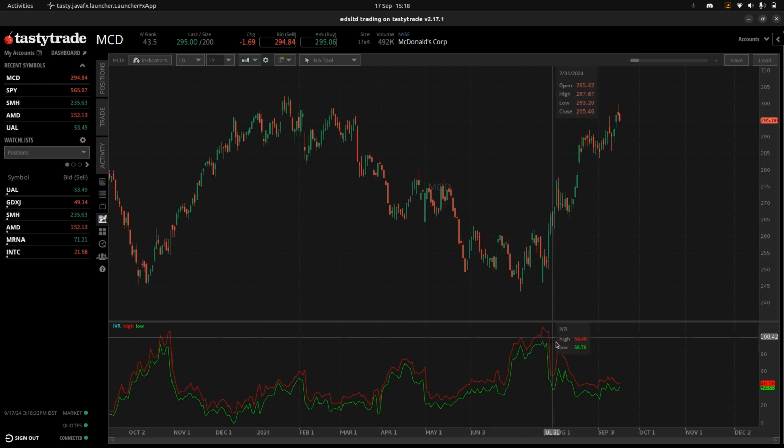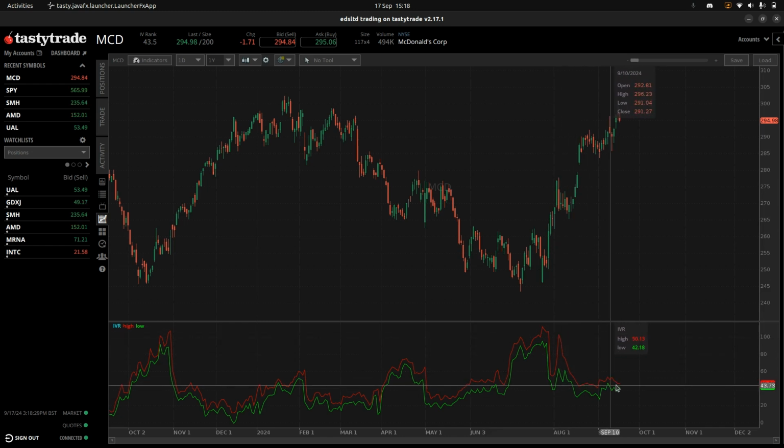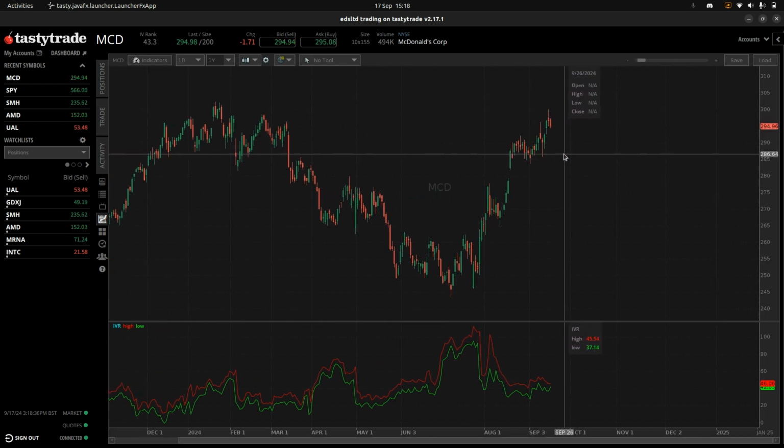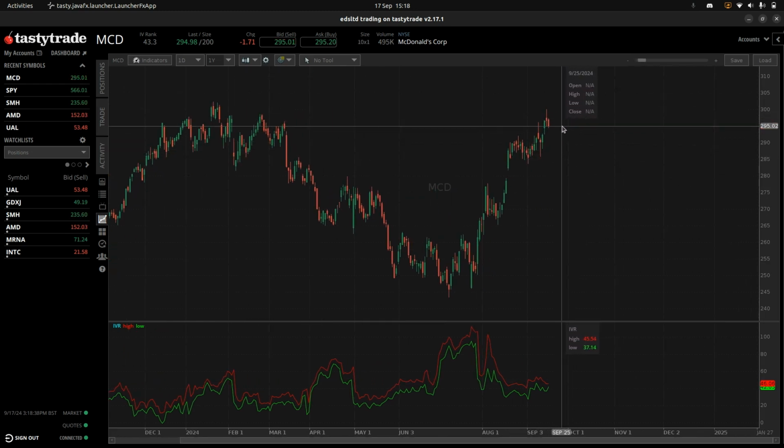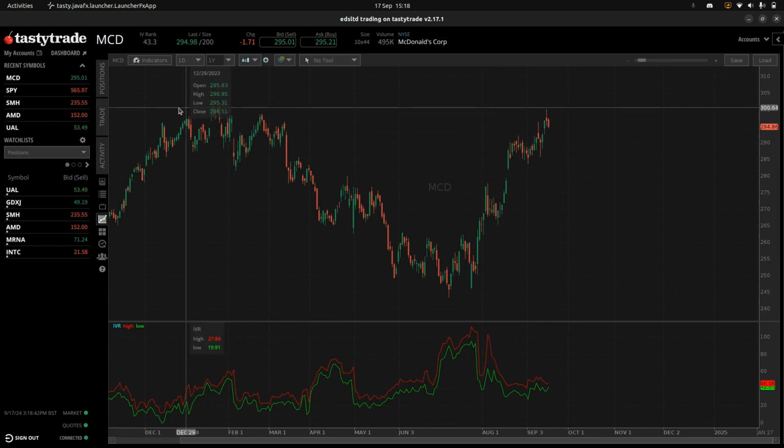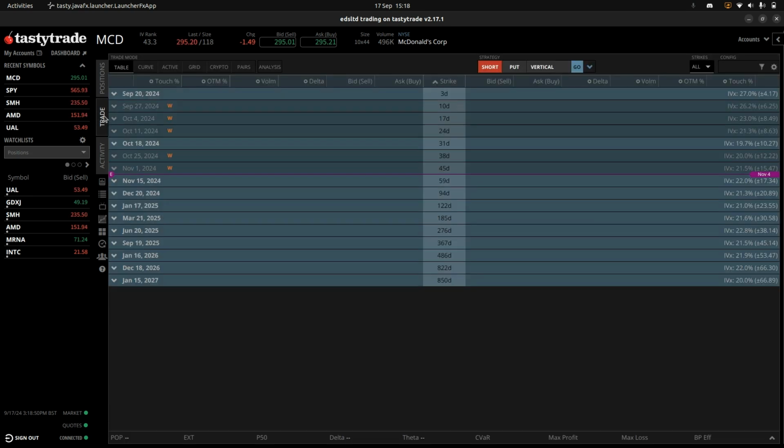IV has dropped off a little bit, as we can see here, with this little rally that has killed IV a little bit. However, IV still isn't low by any means, and we could definitely still be looking to put a position on. This might be a nice time to put on a call credit spread, for example, if you only wanted to play one side of the trade. But what we're going to do is have a look at playing both sides of the trade. So we go over to the trade tab with McDonald's.